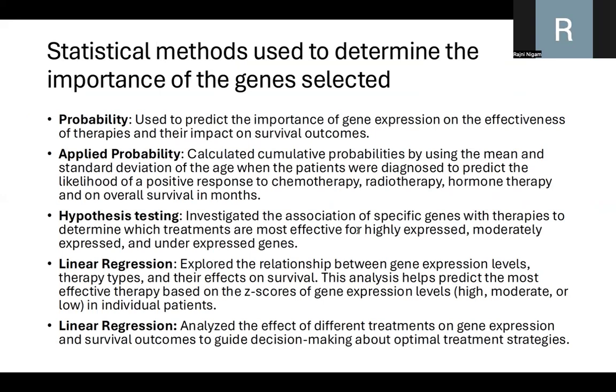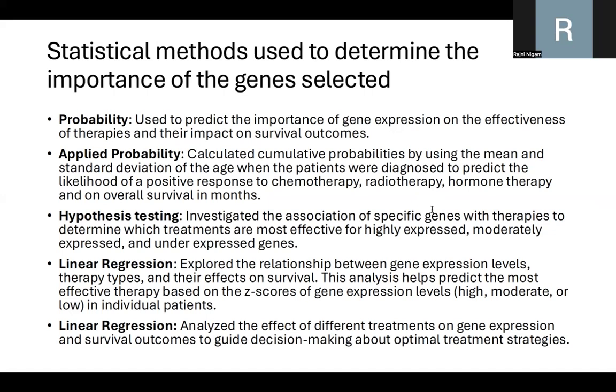I used several statistical methods within this analysis to come up with some conclusions about the data. I used cumulative probability to predict the importance of gene expression on the effectiveness of therapy as well as gene impact on survival outcomes. I also used the mean and standard deviation of overall survival in months to predict the likelihood of a positive response to chemotherapy, radiotherapy, or hormone therapy.